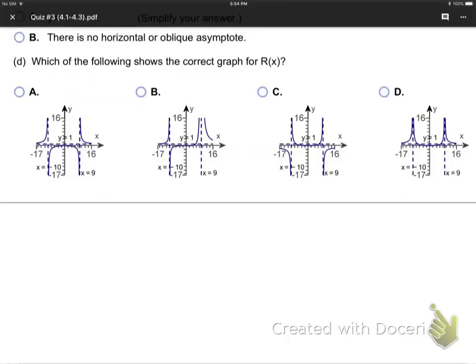Finally, part D. Which is the correct graph? So this would be graph it on your graphing calculator, and what you'll find is it's answer A. If you graph it on your graphing calculator, see that horizontal asymptote at a height of 1, and those 2 vertical asymptotes. There it is.